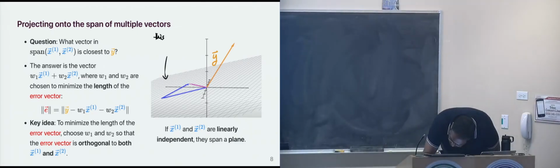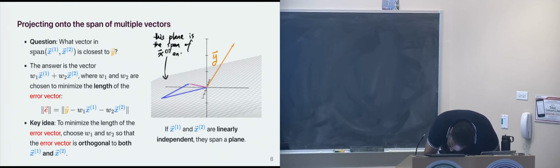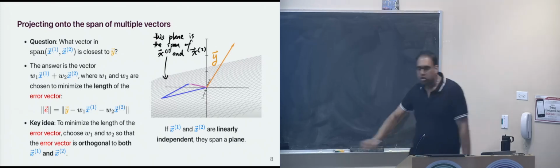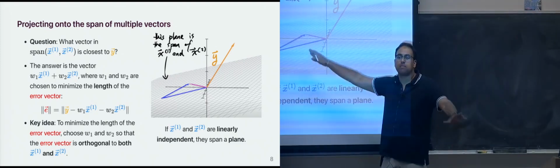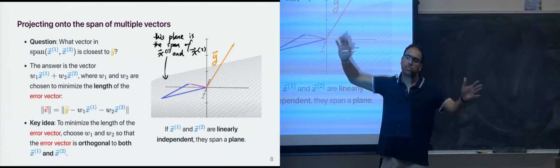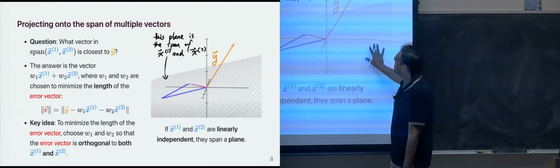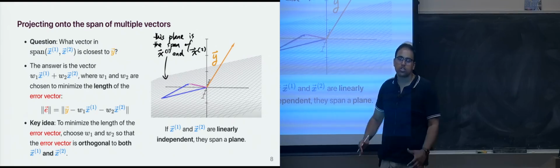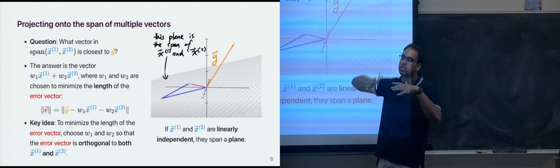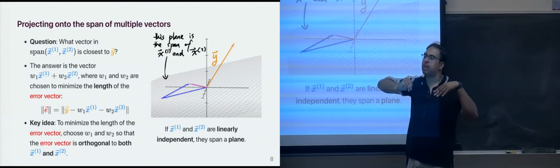This plane is the span of x1 and x2. Okay, so the question is, of all the vectors in this plane, each of which I can make by doing a linear combination of x1 and x2, of all of those, which of them is closest to y? That is, which one has the smallest error vector when I see how far it is from y?